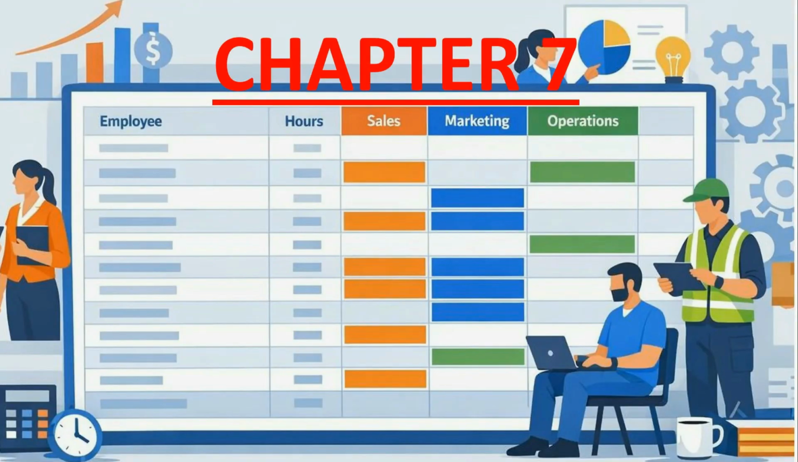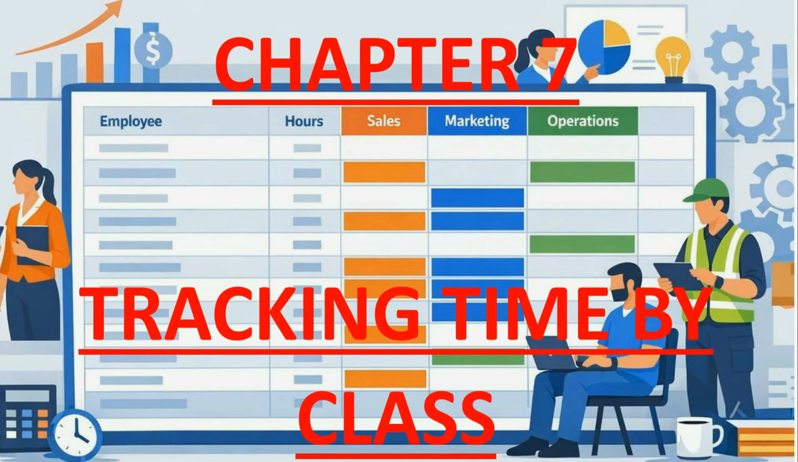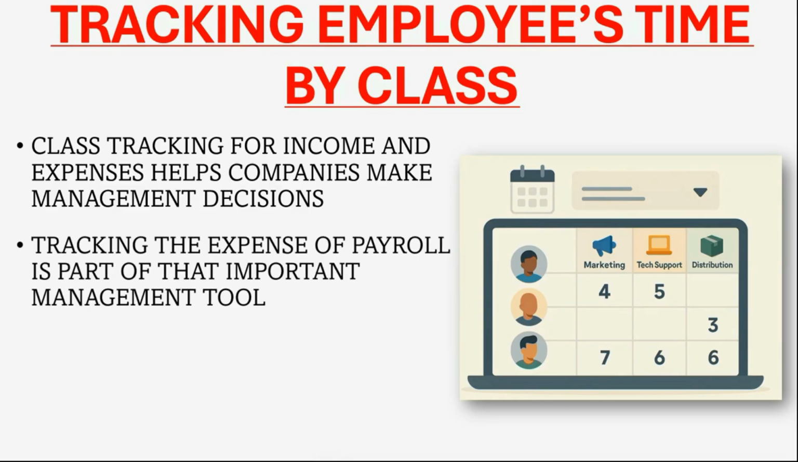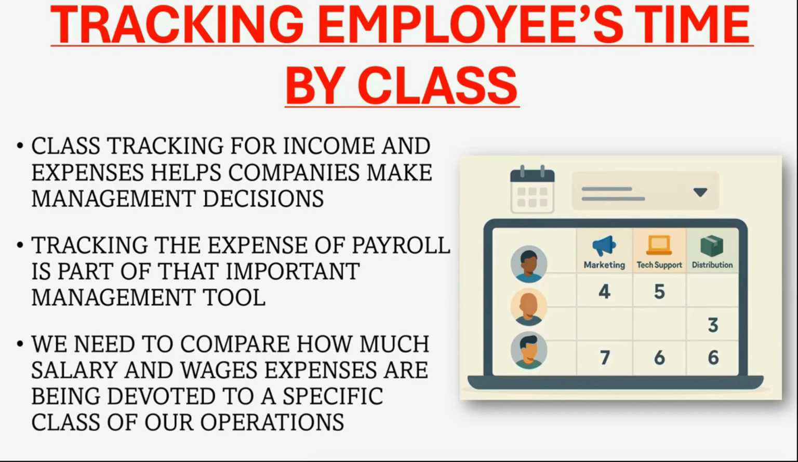Chapter 7, Tracking Time by Class. Class tracking for income and expenses helps companies make management decisions. Tracking the expense of payroll is an important part of that management tool, especially if payroll is one of your larger expenses. So we need to compare how much salary and wage expense are being devoted to a specific class of our operations.